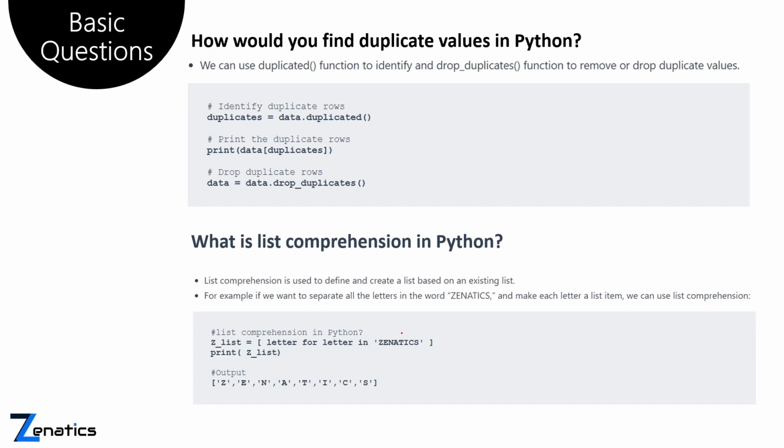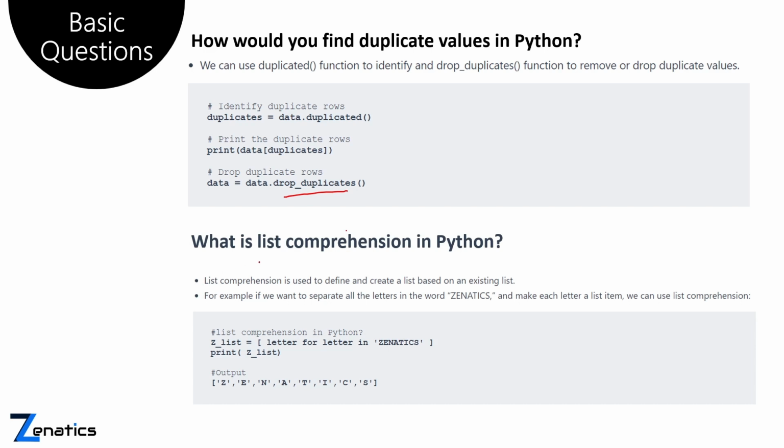Very simple. There is a function called duplicated. You can use that function, or you can drop the duplicates. So using data.duplicated, you can find the duplicates, or using data.drop_duplicates, you can drop them.